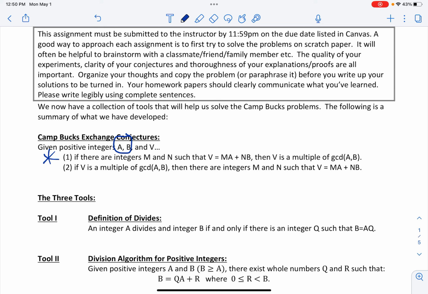And also, this is just kind of the converse of it, I guess, the opposite. If v is a multiple of the greatest common divisor of a and b, then there certainly are some integers m and n that this equation is true. In other words, that v can be purchased, right? So if v can be purchased, then we can come up with a method of purchasing it, okay?